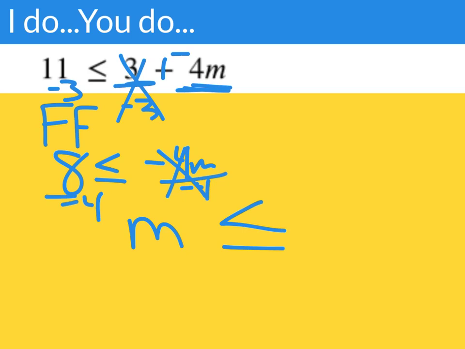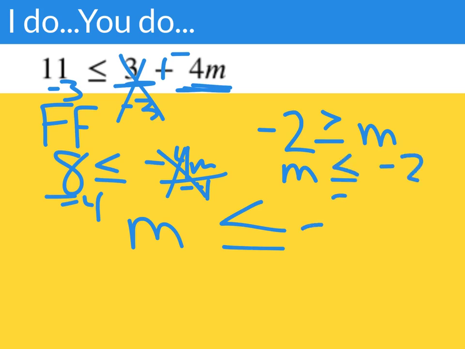At this point, it would be -2 is greater than or equal to m, because remember we divided by a negative, so there's your first flip, so we flipped it once. Now I want to write it the other way with the m on the left-hand side and the -2 on the right-hand side, so I flip it again. It flipped back to where it was at the beginning.